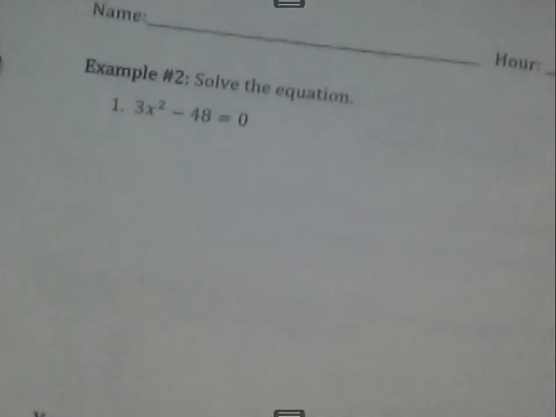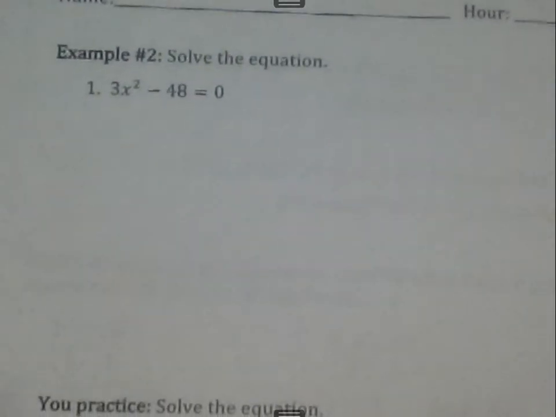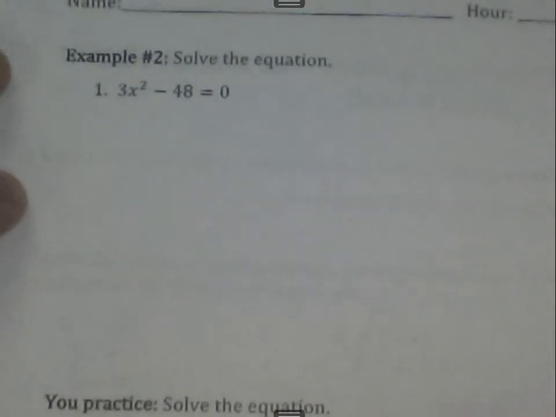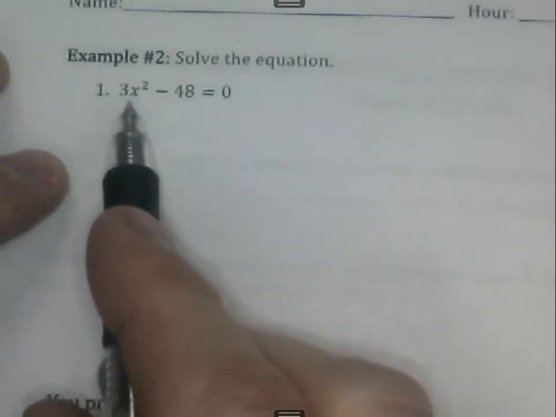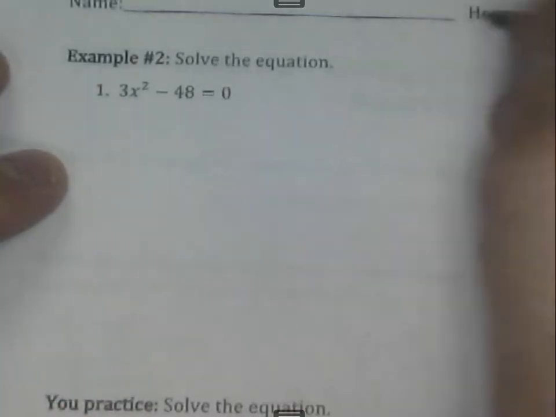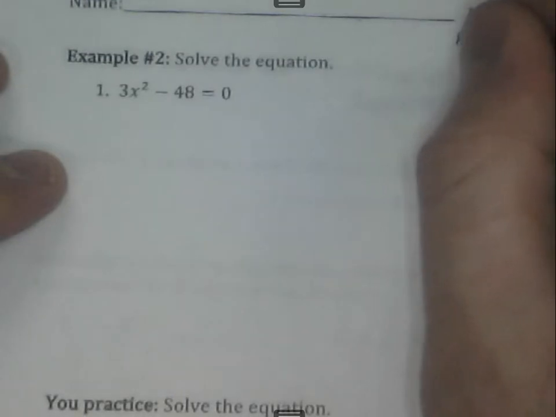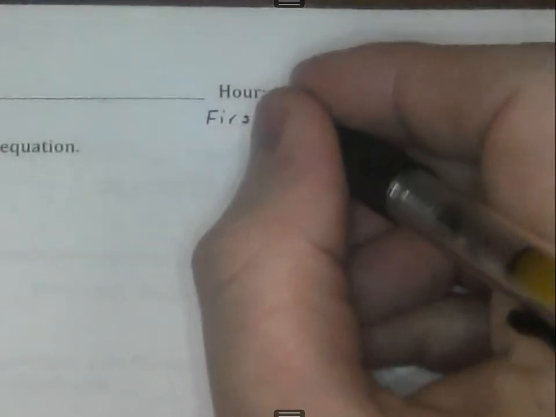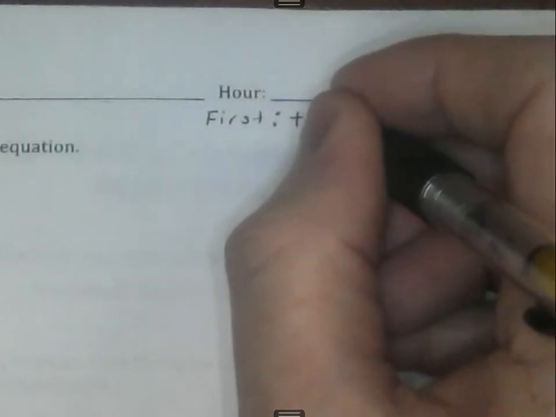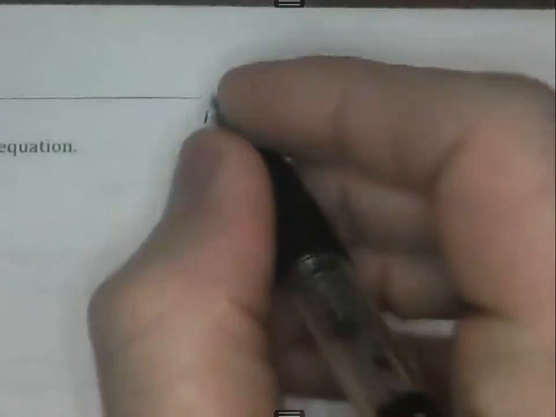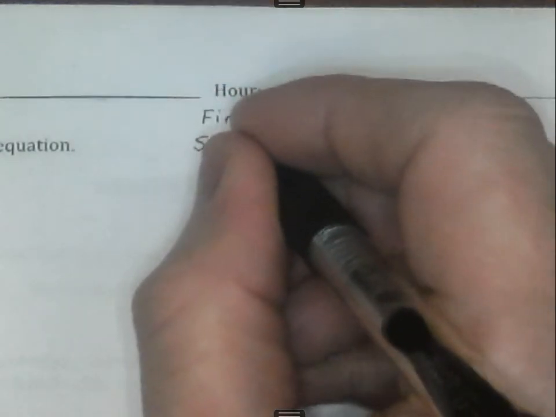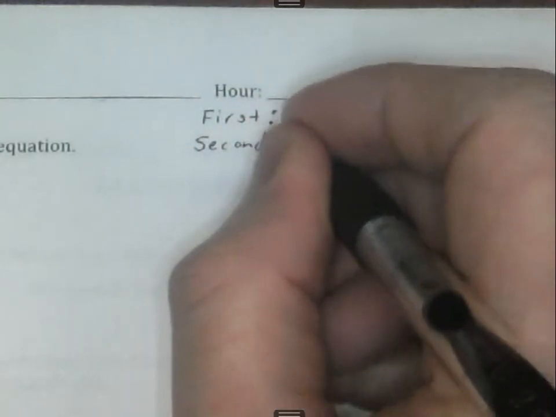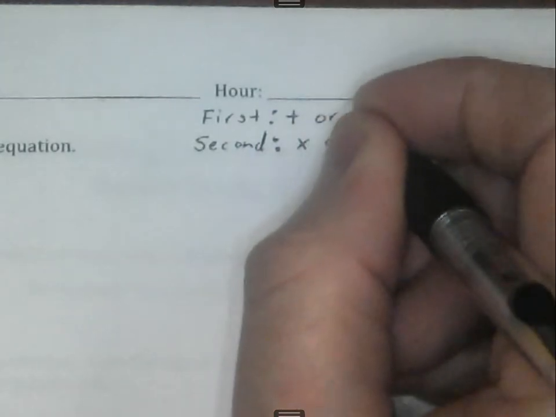Example number 2, we want to solve the equations. So in order to solve the equations, our goal is trying to get the x by itself. The very first thing that we want to do when we're doing these problems is add or subtract. If we can't add or subtract, or if we already did it, the second thing that we want to do is multiply or divide.